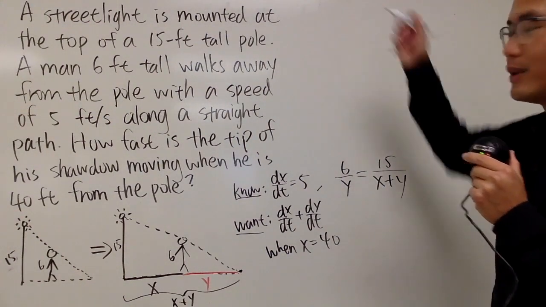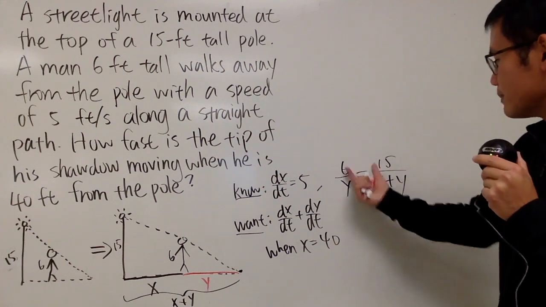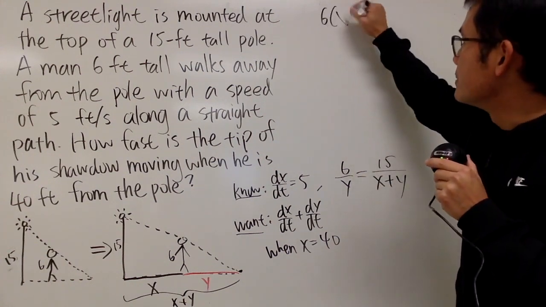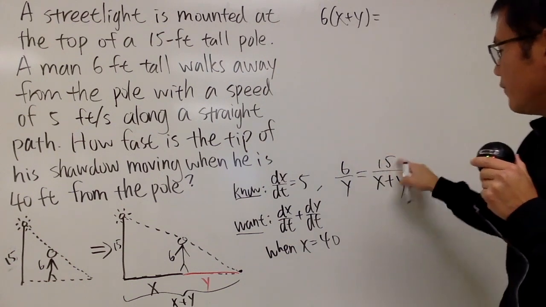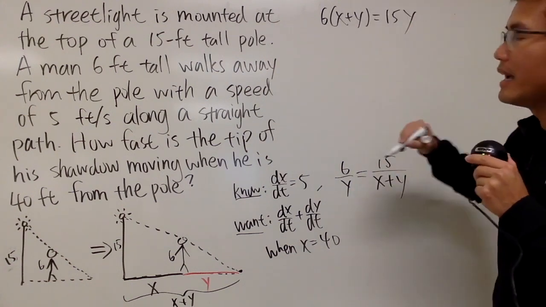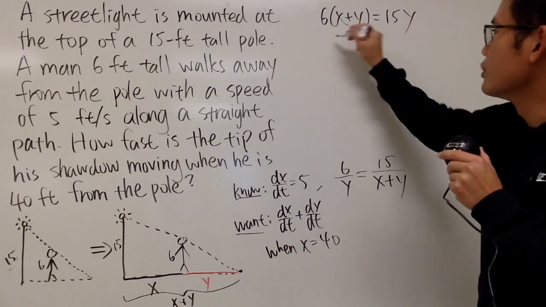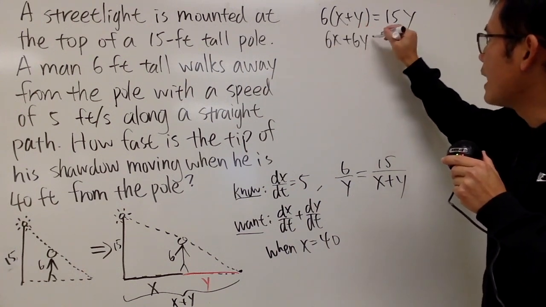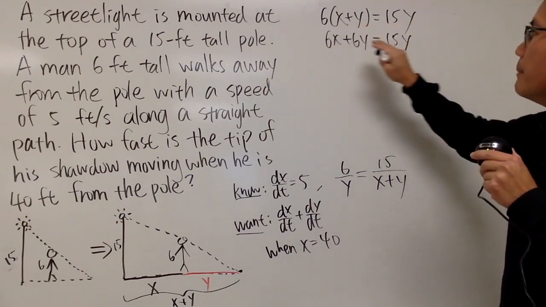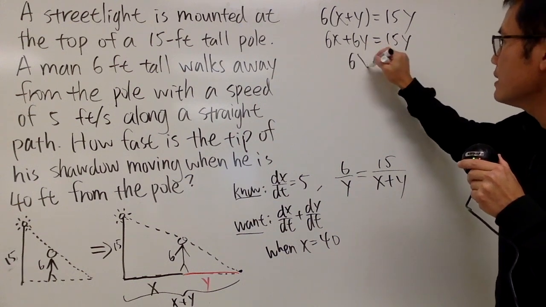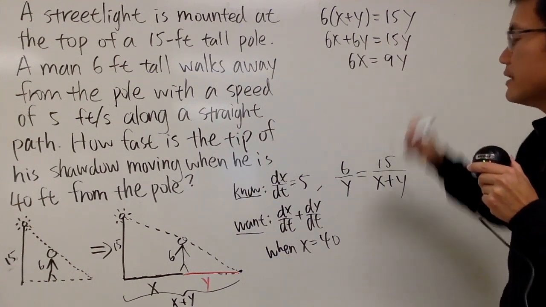And now let's just go ahead and do the work right here. I'm going to cross multiply, so we see that 6 times (x plus y) is equal to 15 times y. And of course, just do the algebra. This is going to be 6x plus 6y equals 15y, minus 6y on both sides. So we get 6x equals 9y like this.